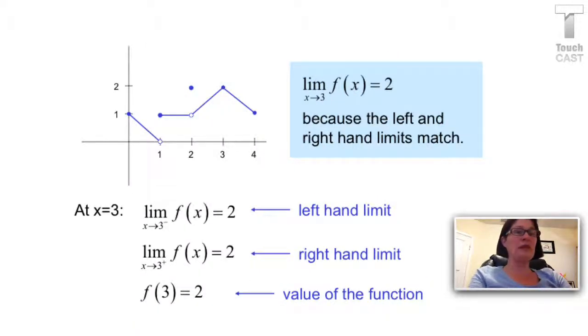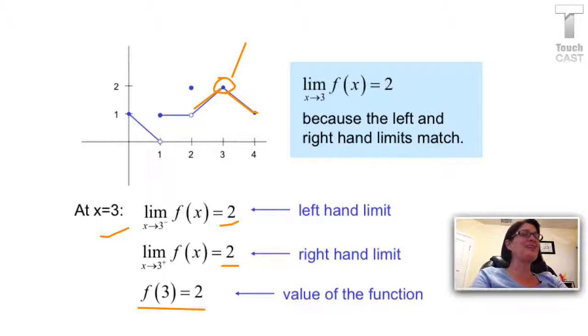At x equals 3, I can talk about the limit as x approaches 3 from the left. You can see I'm headed for that dot whose y value is 2. I can approach x equals 3 from the right. Again, I'm headed for the same spot whose y value is 2. The actual function value also comes from this same dot. f of 3 happens to equal 2.